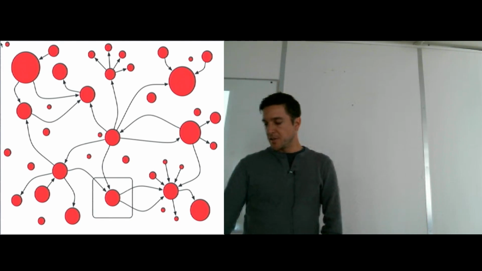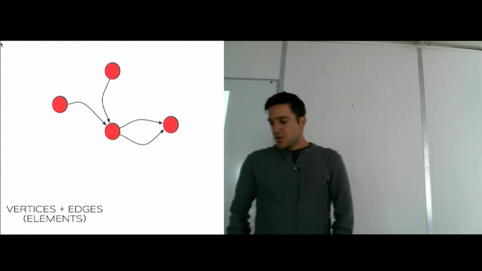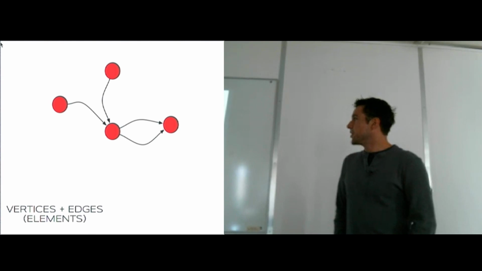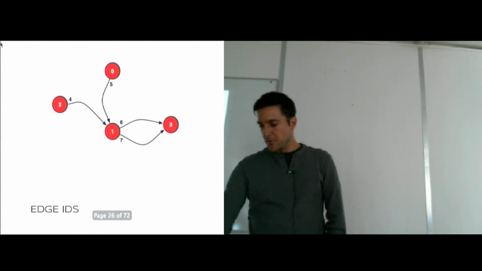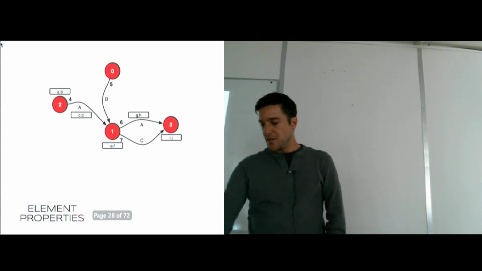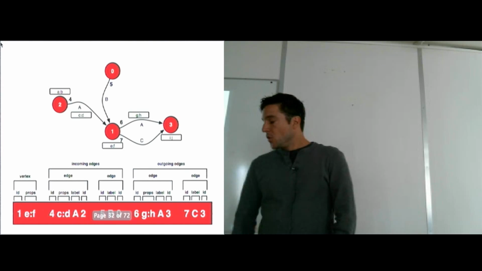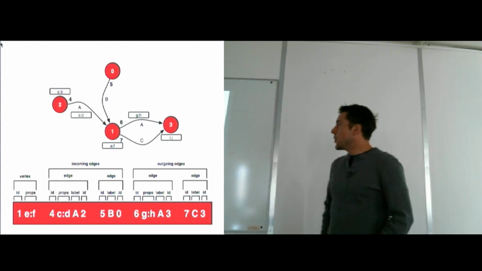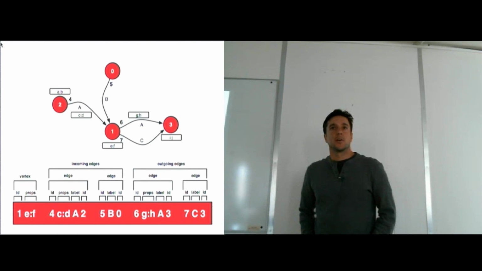Well, let's go ahead and look at this particular vertex and its neighbors. So together, these are vertices and edges. We call them elements. And we have our vertex IDs, our edge IDs, our edge labels, and our element properties. What we're interested in doing is how do we represent this in memory and ultimately on disk.